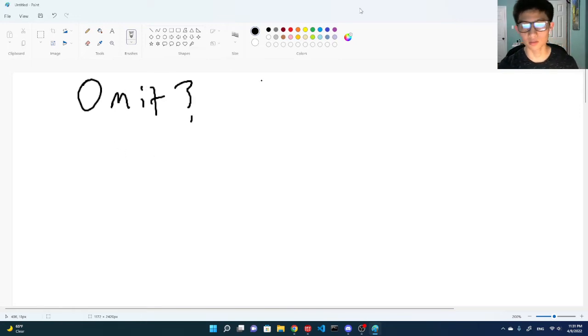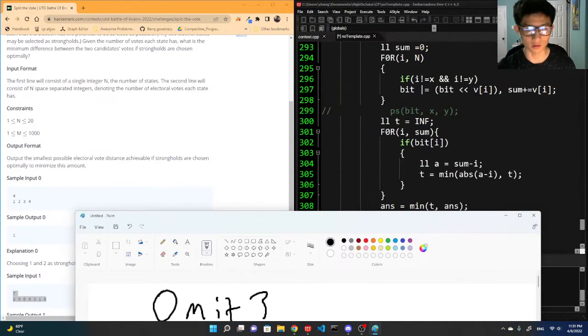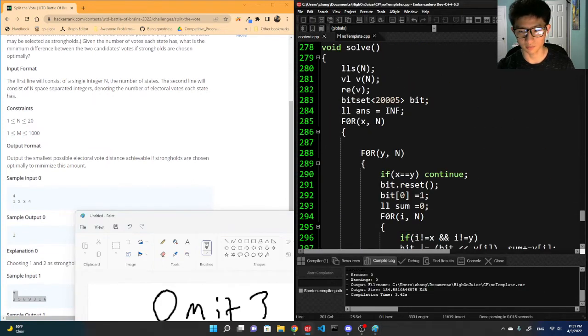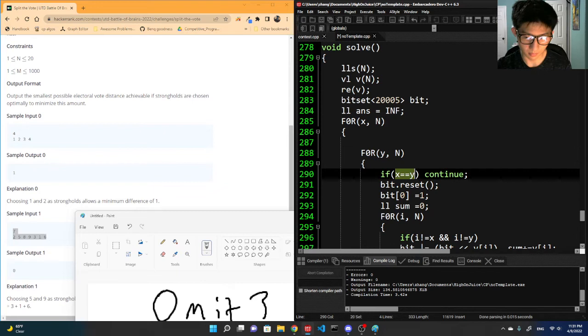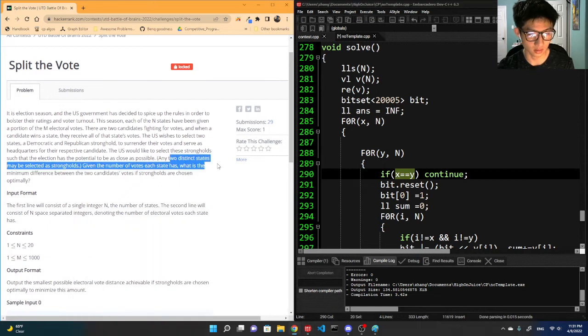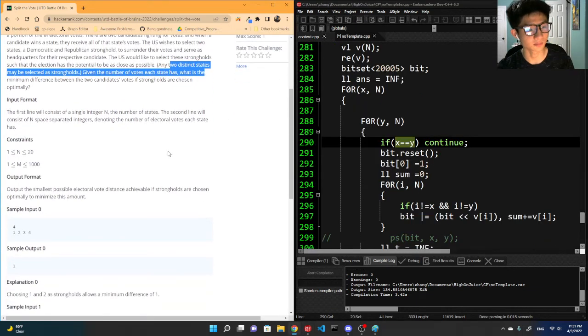Well, what I did was, since the n was so small, I just did a double for loop. So x and y, my x and y would be like 1 of them. So if x equals y, meaning they're the same index, like if x and y were both 1, that's not possible, we have to choose two distinct states. So we have to continue.